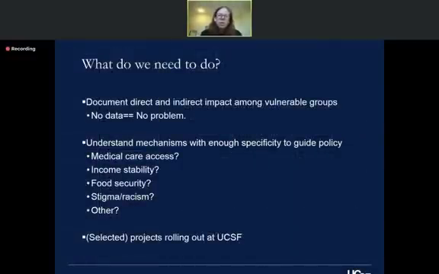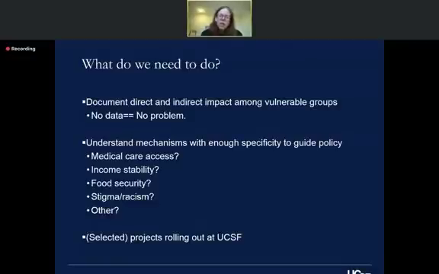What do we need to do? Number one is we need to document the direct and indirect impact of COVID among vulnerable groups. Missing data is a political issue. If there's no data, it's very easy to say there's no problem. It is critical that we gather the evidence on exactly who is being affected and how they're being affected.